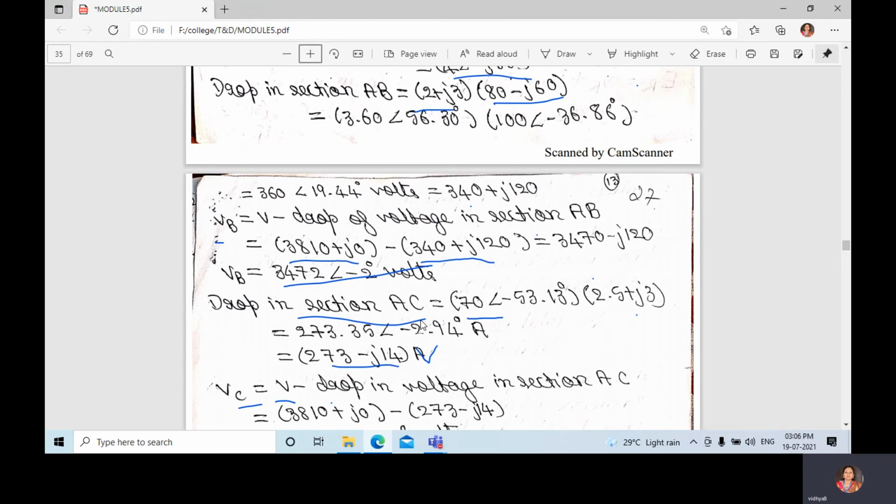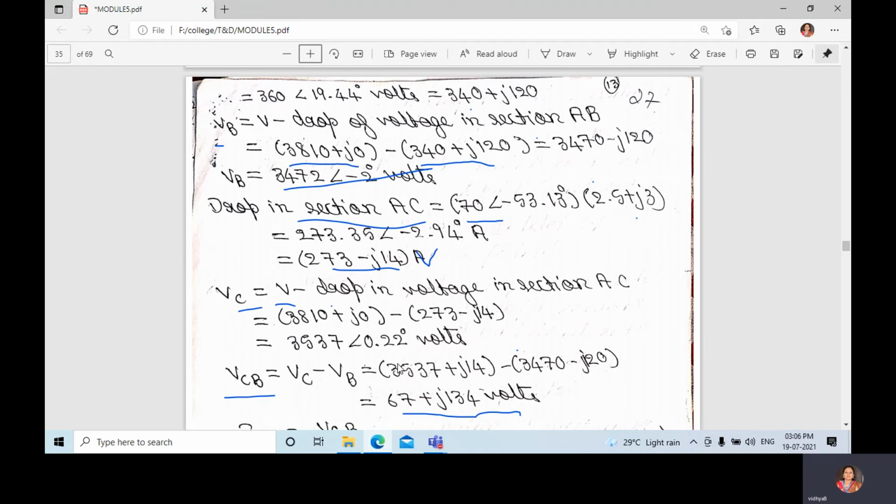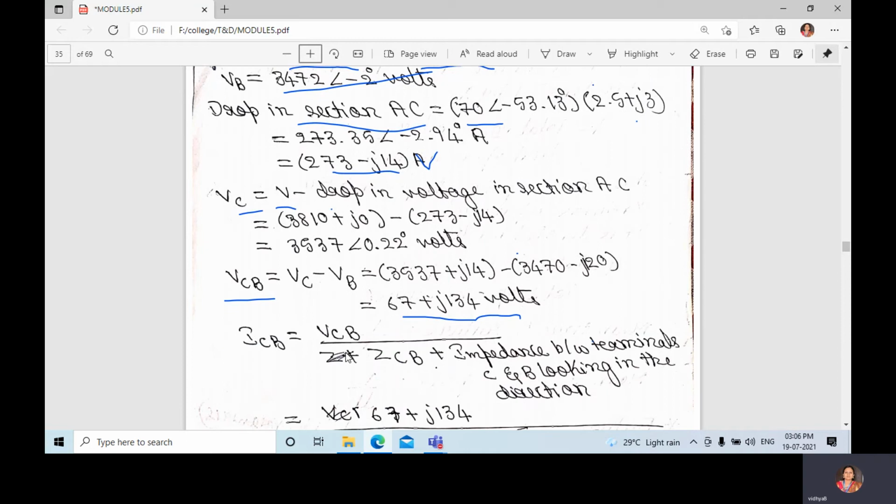And drop in section AC, just multiply the current in section AC and the impedance of section AC. Then you will get 273 minus j14 volts. Next, particularly if we want to find out the voltage at a particular point, then VC is equal to the overall voltage minus the voltage drop in section AC. Then you will get 3537 at angle 0.22 volts. Next is VCB, that is VCB is equal to VC minus VB. So you will get 67 plus j134 volts.